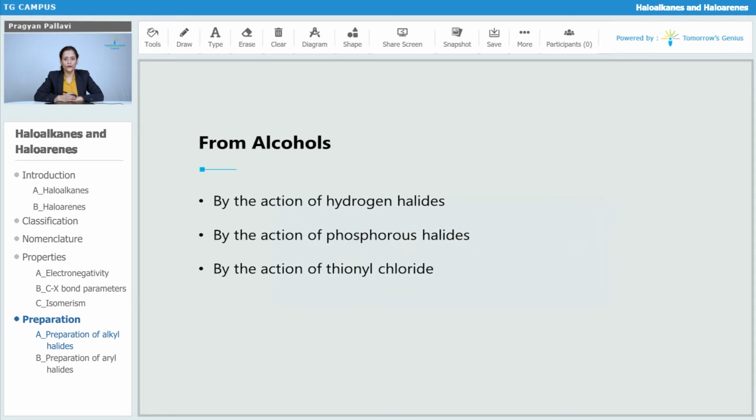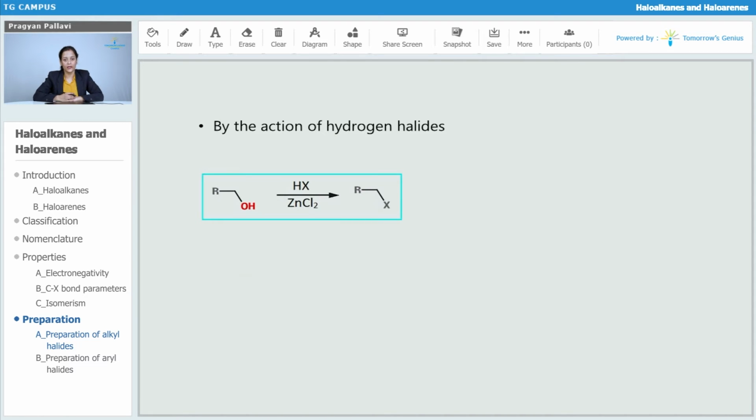Also, it is prepared from alcohols by the action of hydrogen halides. Hydrogen halides can be anything like HX, where X can be fluorine, chlorine, bromine or iodine, or by the action of phosphorus halides. We will see it can be PCl3, PCl5, or by the action of thionyl chloride. So let's see one by one.